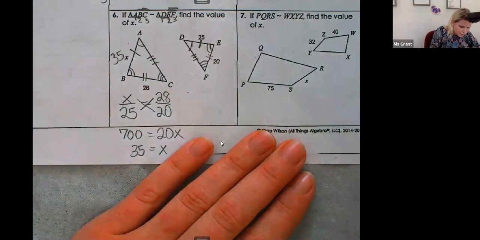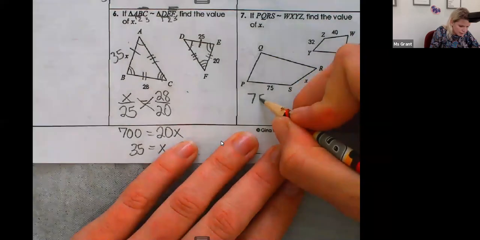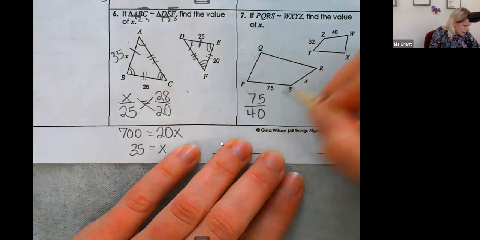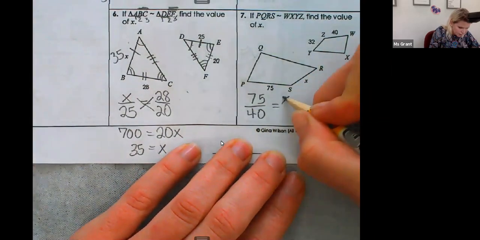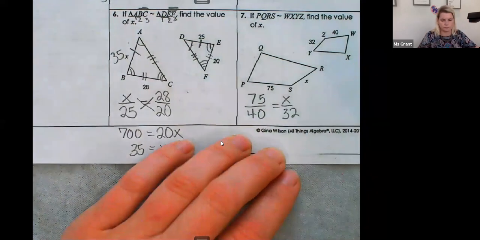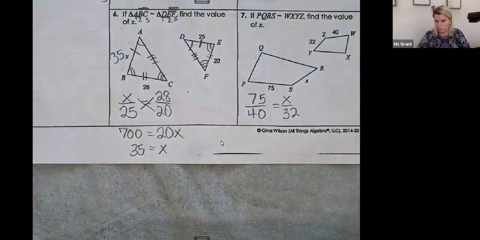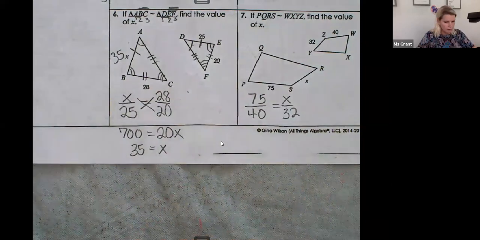Okay. Here's the proportion for number 7. I'm not going to do it, but I'll write it for you. 75 over 40 equals X over 32. I'm going to go to number 8.